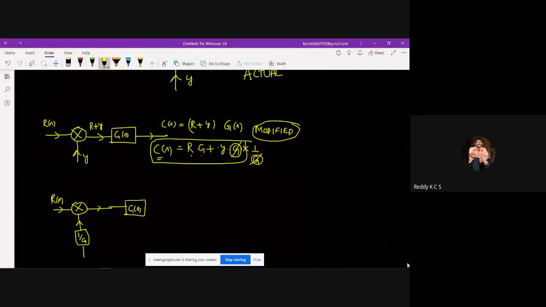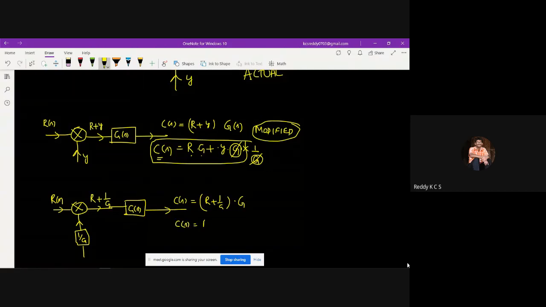So now what is the output if I look here? This is r of s, so r plus 1 by g I'm going to get here, and then this is C of s. So C of s is equal to r plus 1 by g into g, and C of s is equal to r into g.